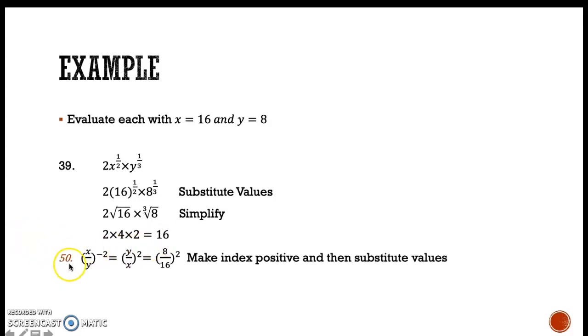The next example I put from your book, question number 50. The question is (x over y) power negative 2. First of all, make the index positive and then substitute the values. In this case, you just flip the fraction, you write it as y over x, and the power changes its sign. So it will become (y over x) power positive 2. Then you replace y by 8 and x by 16. You know that 8 over 16 is 1 over 2 and the power is 2. Then there is a rule, the power will be distributed to the numerator and denominator. So it is 1 power 2 over 2 power 2 equals 1 over 4.